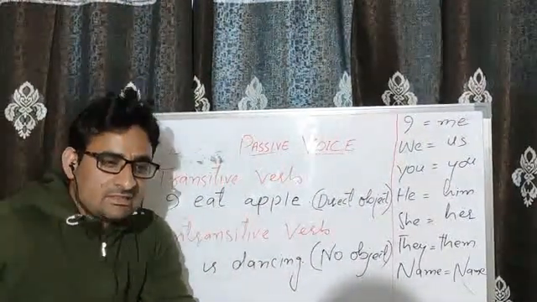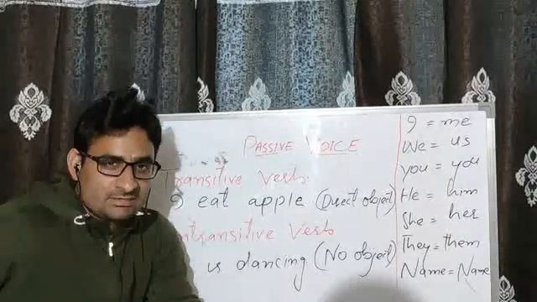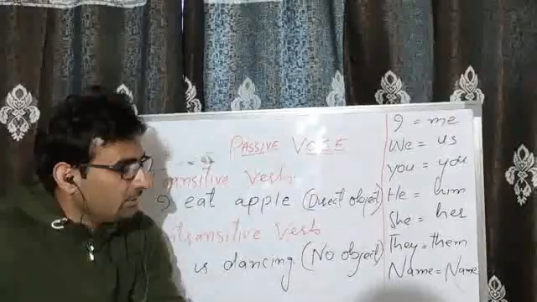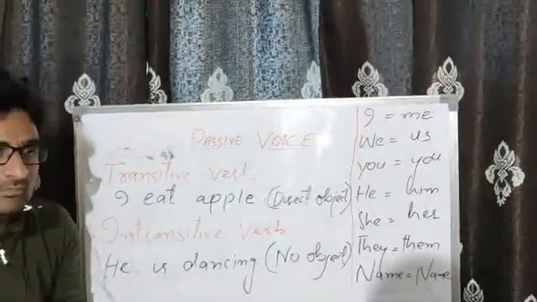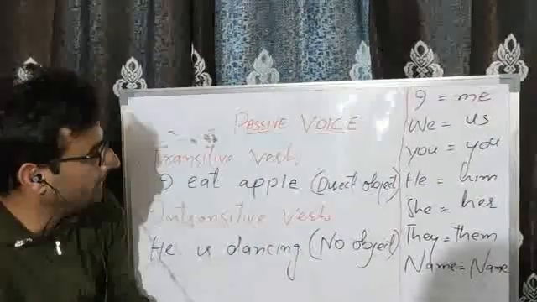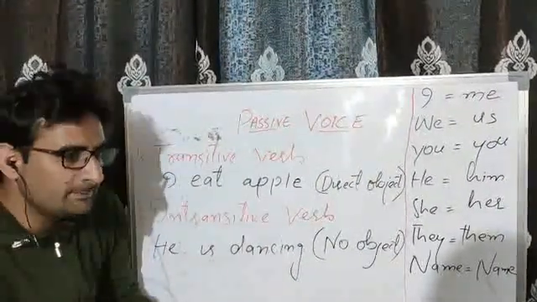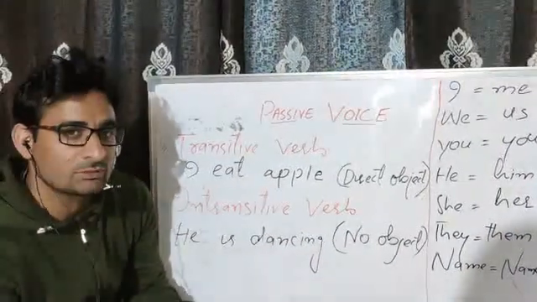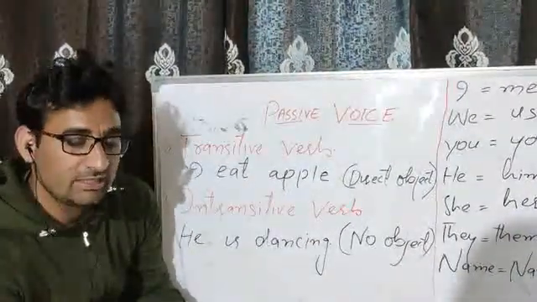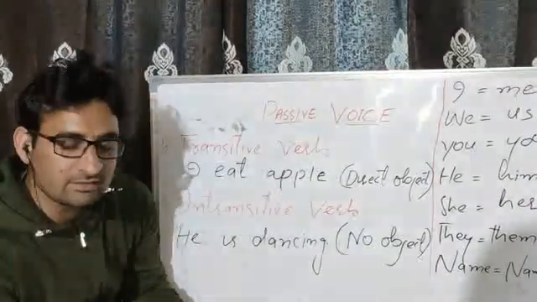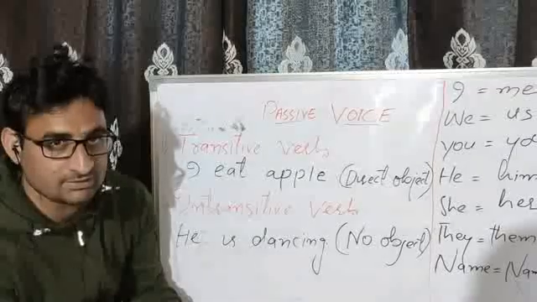To convert sentences from active voice to passive voice, we must keep in mind that we have two kinds of verbs: transitive verb and intransitive verb. Sentences with transitive verbs can be changed into passive voice, but sentences with intransitive verbs cannot be changed into passive voice. Yes, there can be, and there are exceptions as well.